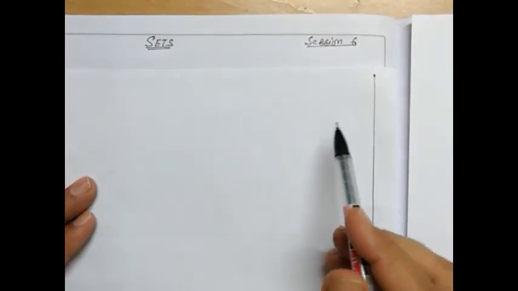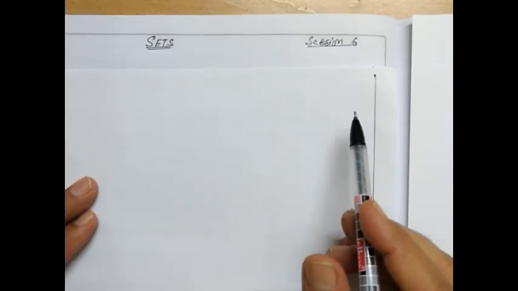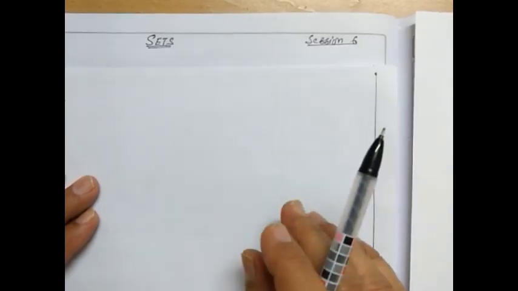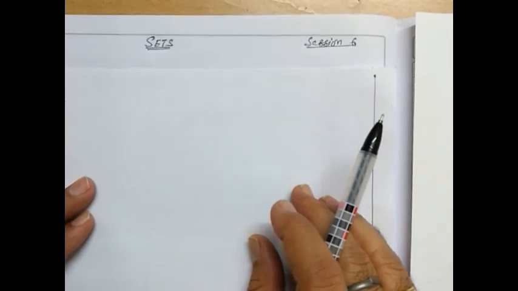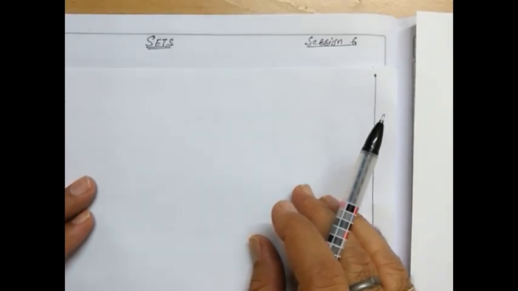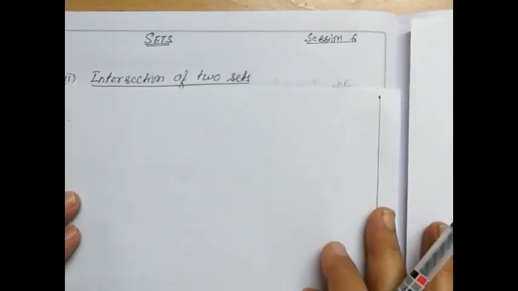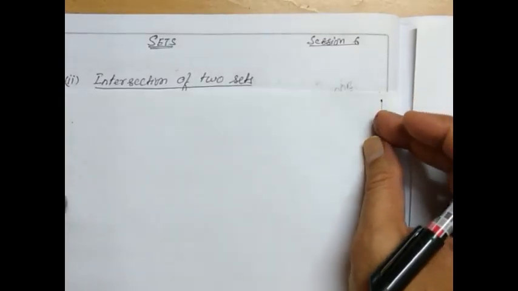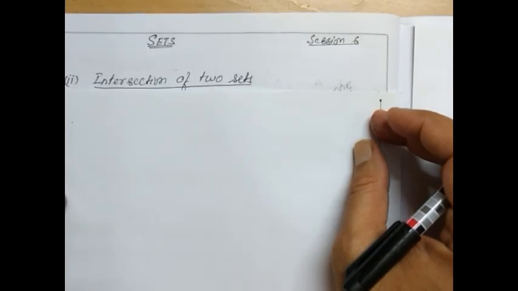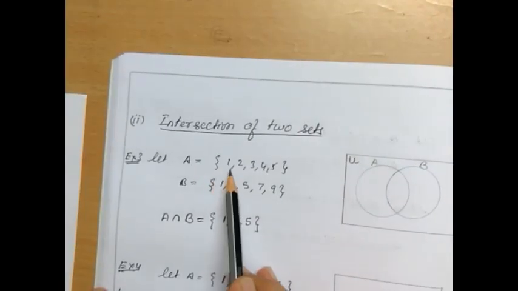Hello students, welcome to the sixth session of sets. Let's recapitulate what we have done in the previous session. In the previous session we discussed Venn diagrams as well as the union of two sets. Now in this session we will be doing the intersection of two sets as well as the difference of sets. Clear?